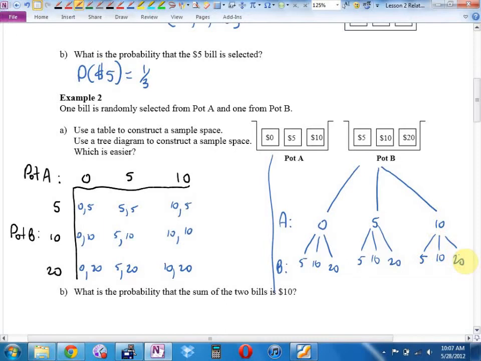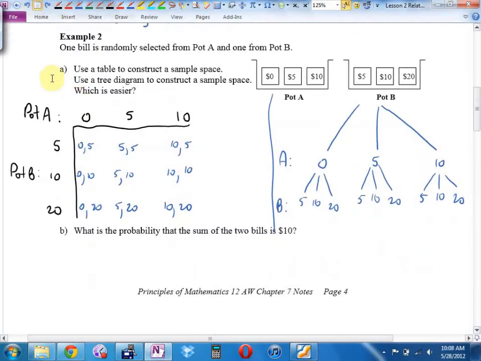Does that make sense? Okay. And I would read this, for example, this branch here would be getting a 10 and then getting a 5. Getting a 10 from pot A followed by a 5 from pot B. I got every possible outcome listed there.